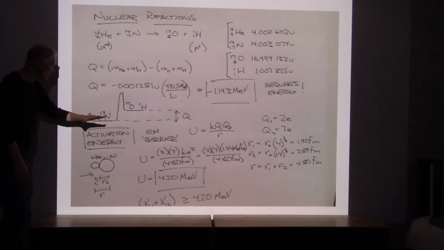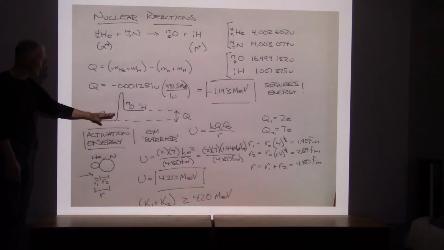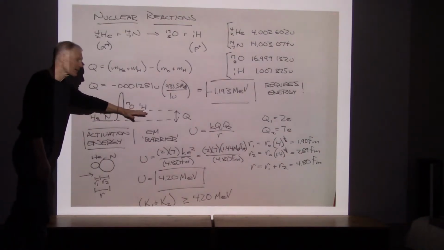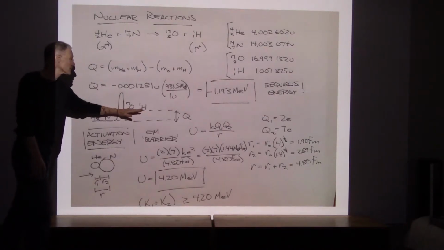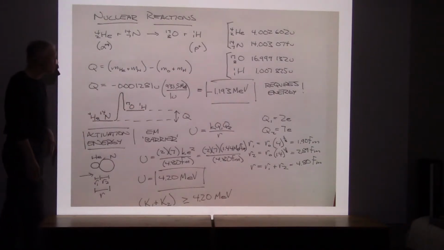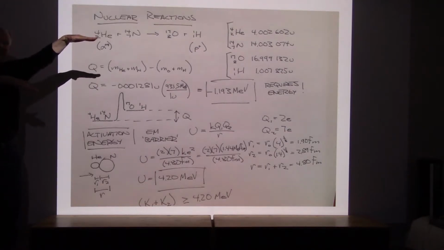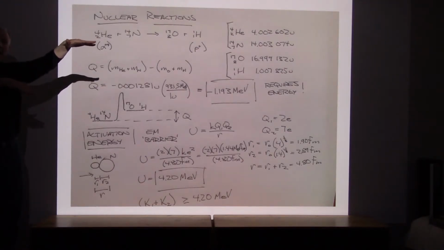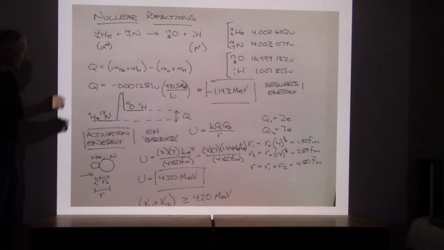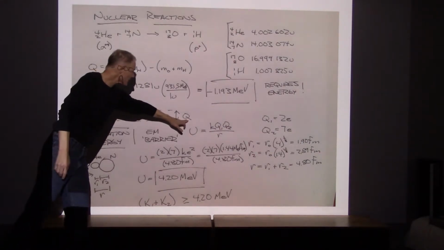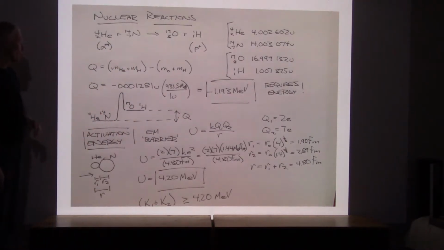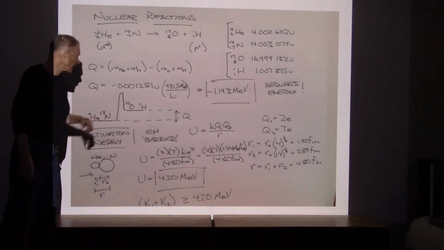The way we're going to represent that is this level is representing the combined mass of the nitrogen-14 and the helium-4, and this level is representing the combined mass of the oxygen-17 and the hydrogen-1, and that's at a higher mass, and so we're going to have to put energy in. Now that represents the Q value for this reaction. So Q is negative in this case, and that means that this side is going to be higher.